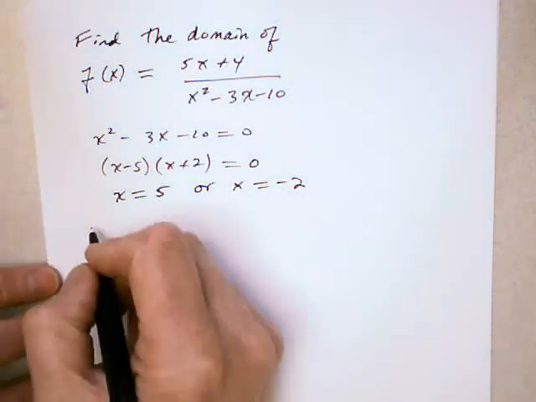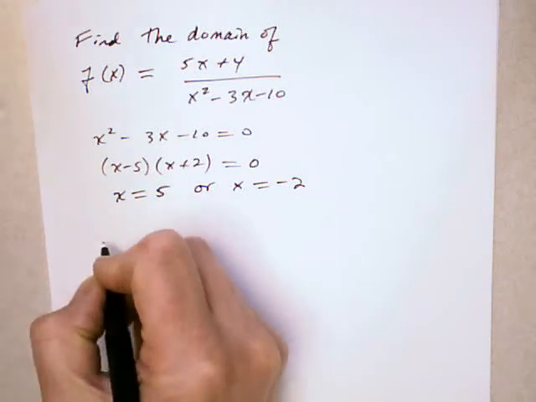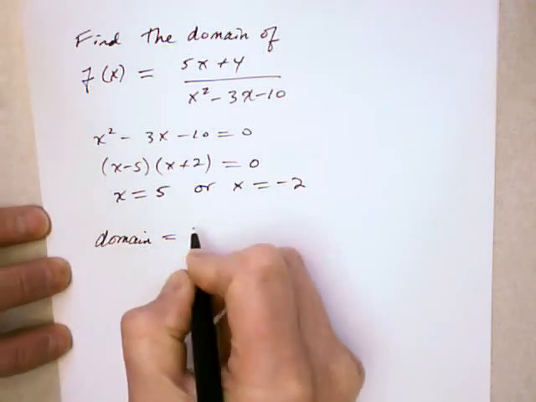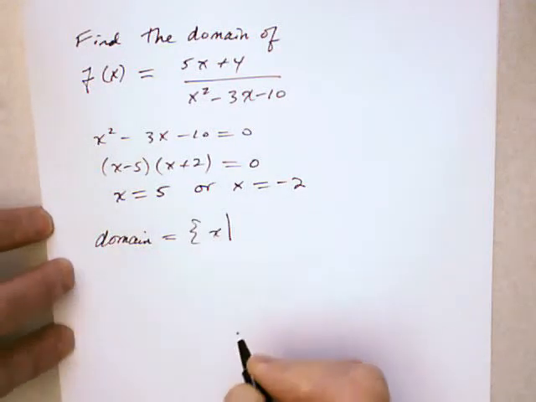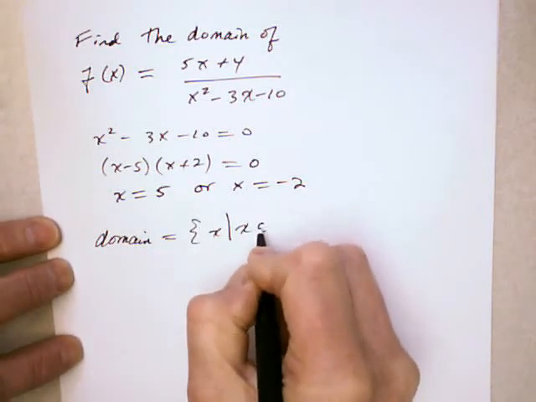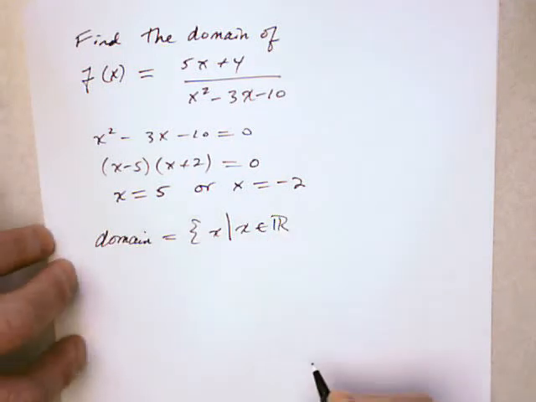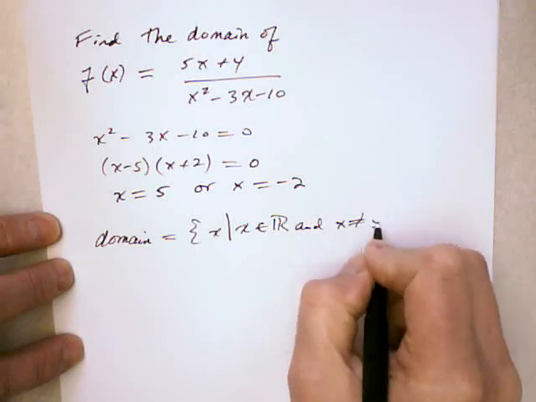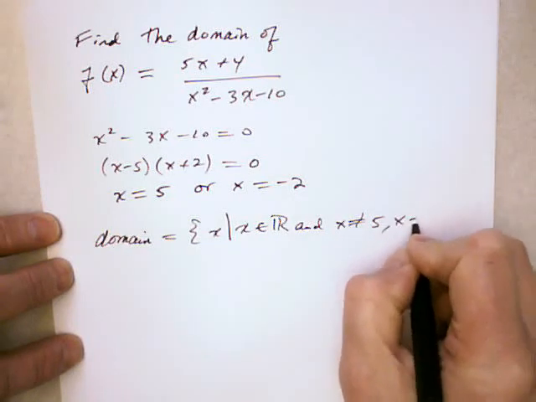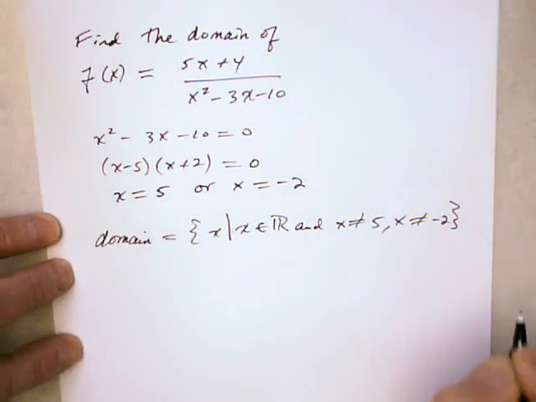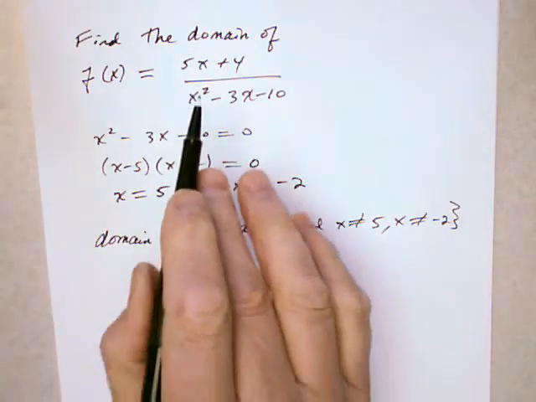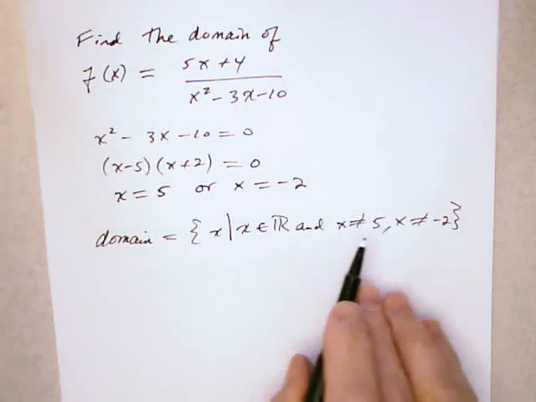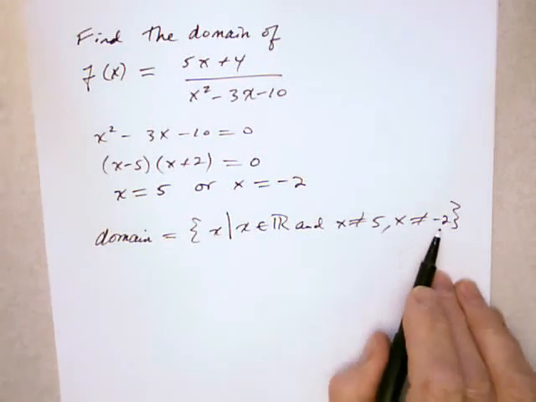So let's write this whole summarization in set builder notation. Our domain is going to end up being the set of all x's such that x is a real number, and x cannot be equal to 5, and x cannot be equal to -2. So the answer to the question, what's the domain of this particular rational function? All real numbers except 5 and -2.